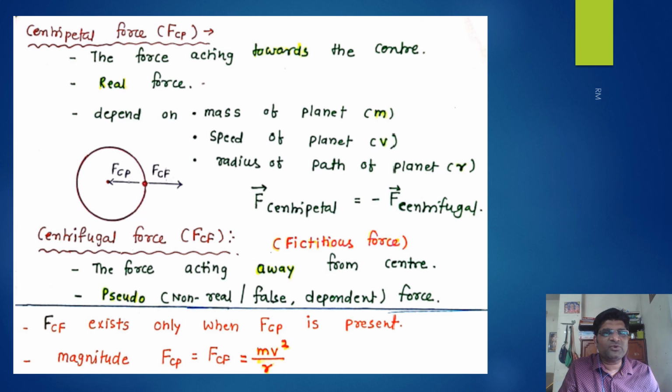The centripetal force we have denoted by F_CP here. This is the force acting towards the center, and that's the real force. It actually exists, and it depends on the mass of the planet, the speed with which it is rotating in an elliptical or circular orbit, and the radius of the path it is making around the sun. So that's why you have this equation of the centripetal force, F = mv²/r, right?